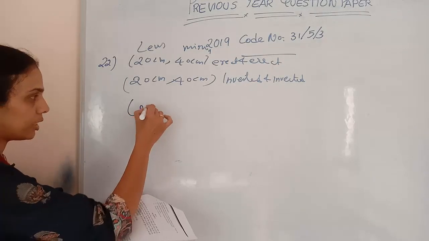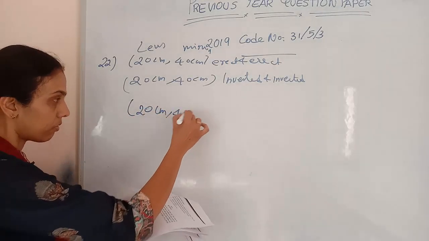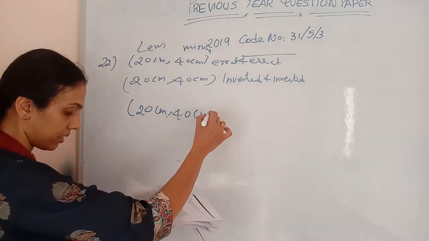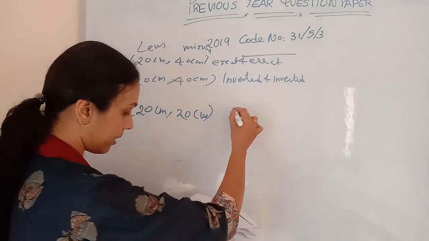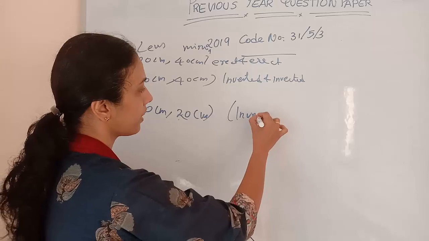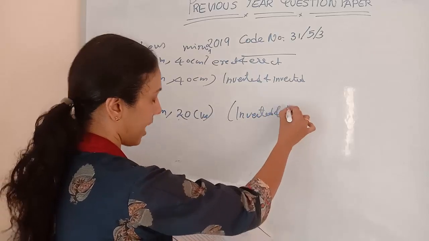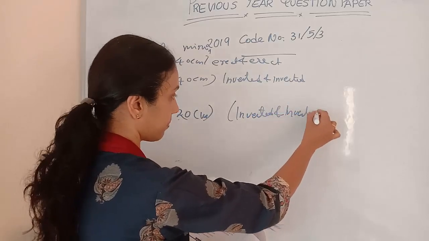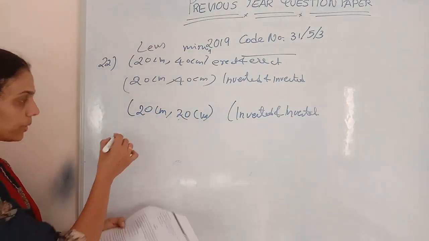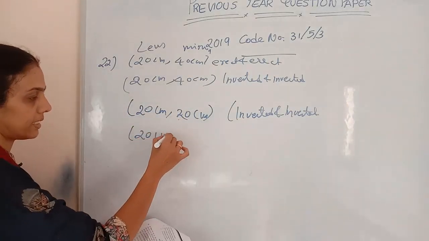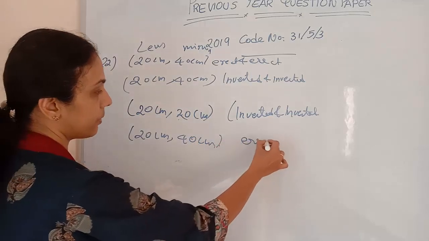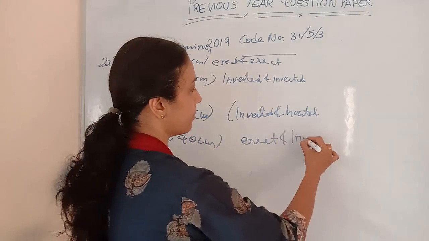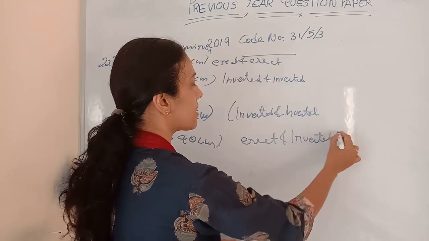The next one is 20 centimeter, 20 centimeter, inverted and inverted. Then 20 centimeter, 40 centimeter, erect and inverted. Okay, so this is the question.